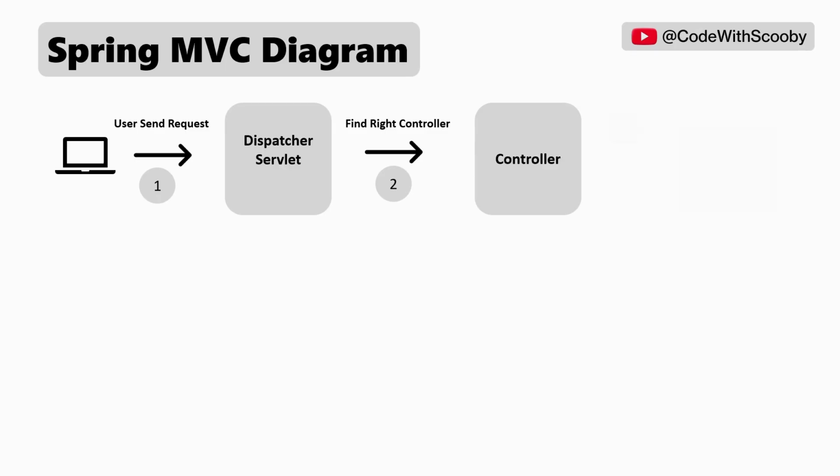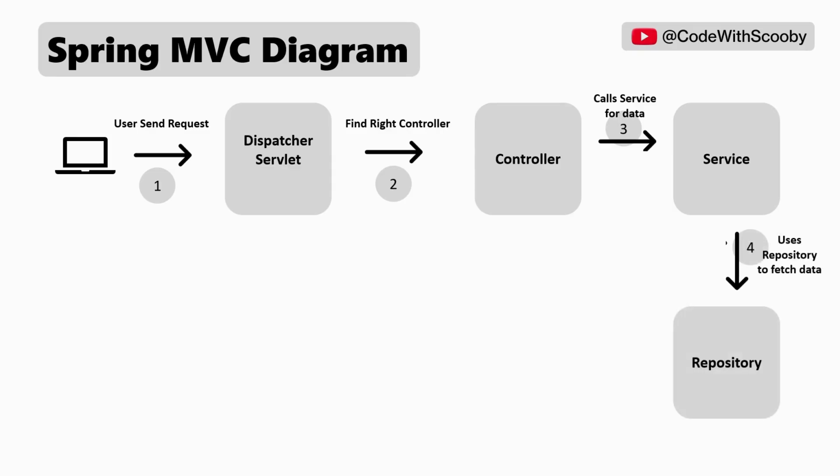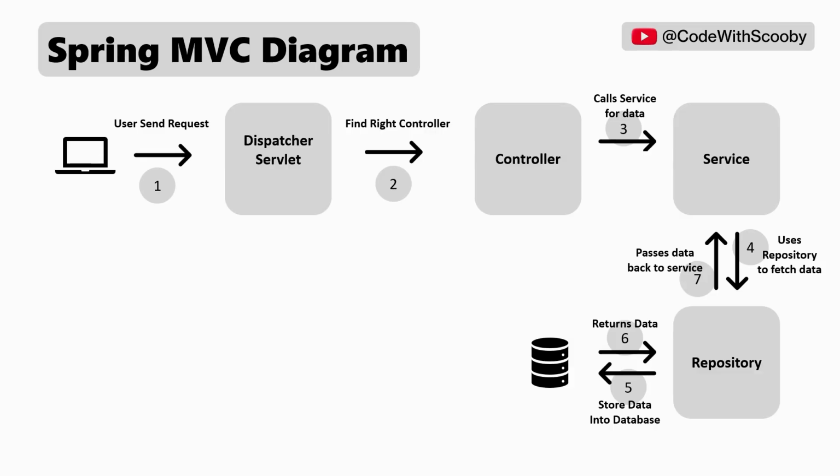The controller handles the request and usually calls a service to perform business logic. The service layer uses the repository to interact with the database and fetch or store data. If there is new data, the repository stores it into the database. The repository then returns the requested data back to the service. The service passes the data back to the controller.